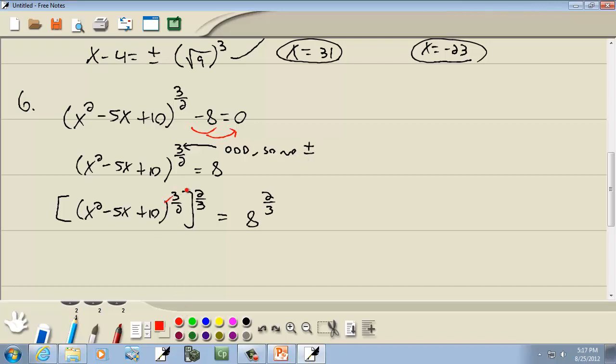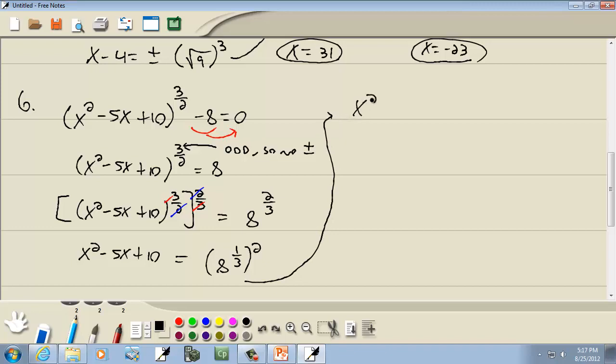Now over on the left side, the 3's cancel, the 2's will cancel, and we're left with x squared minus 5x plus 10. And over on the right side, I can split that up. I can put the numerator on the outside of the parentheses, so we got 8 to the 1/3. So we got x squared minus 5x plus 10. 8 to the 1/3 is the cube root of 8.